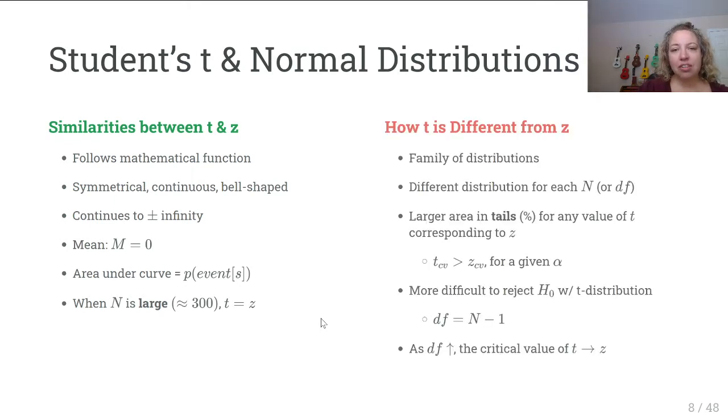The differences: there is only one standard normal curve Z, center 0, standard deviation 1. However, there is a whole family of t distributions, and they are denoted with different degrees of freedom based on the sample size. So instead of just having one, we have many.